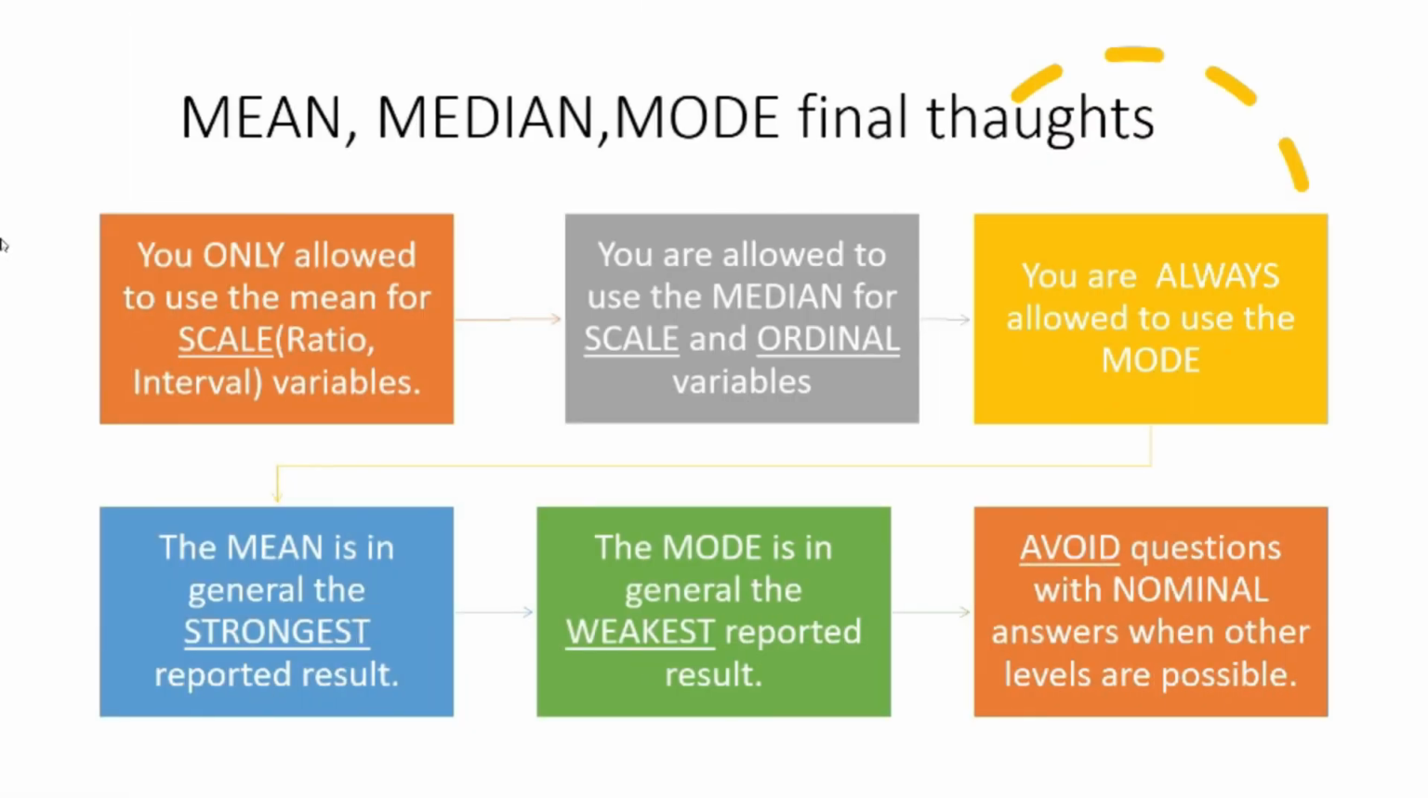So, some final thoughts. You're only allowed to use the mean for scale, ratio, interval variables. You are allowed to use median for scale and ordinal variables. You are always allowed to use the mode. The mean is in general the strongest reported result. The mode is in general the weakest reported result. Avoid questions with nominal answers when other levels are possible.